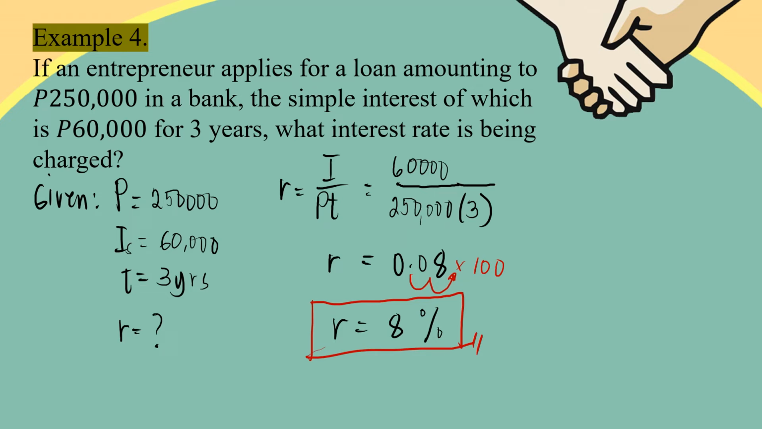Kapag in-input natin to sa calculator, pwede tayo ulit gumamit ng parentheses. Parentheses ulit kay numerator, then parentheses kay denominator. Ganun lang. 0.08 din ang makukuha nyo answer doon.